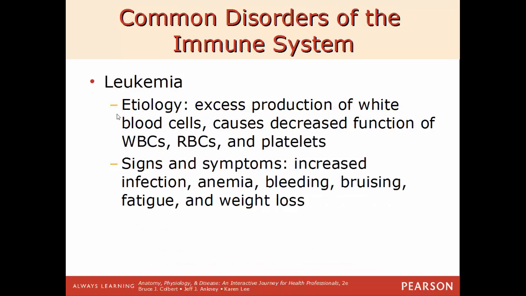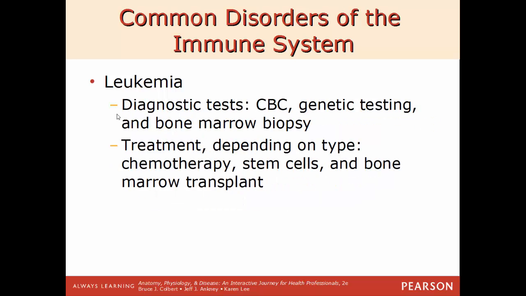Leukemia, etiology: excess production of white blood cells, which causes a decreased function in white blood cells and red blood cells and platelets. Signs and symptoms: increased infections, anemia, bleeding, bruising, fatigue, weight loss. Diagnostic test: complete blood count, genetic testing, bone marrow biopsies. The treatment can depend on the type. It could be using stem cells, it could be chemotherapy, it could be bone marrow transplants.